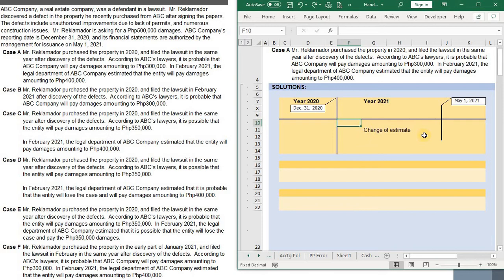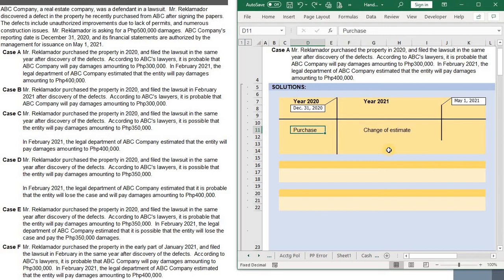The events after the reporting period can be an adjusting event or a non-adjusting event. So this event, the change of estimate, is it an adjusting or a non-adjusting event? To consider an event as an adjusting event, there must be a condition that already existed in 2020. And what is the condition that must exist in 2020 so that the change of estimate in 2021 will be considered an adjusting event? That is the purchase. So the date of purchase must be in 2020.